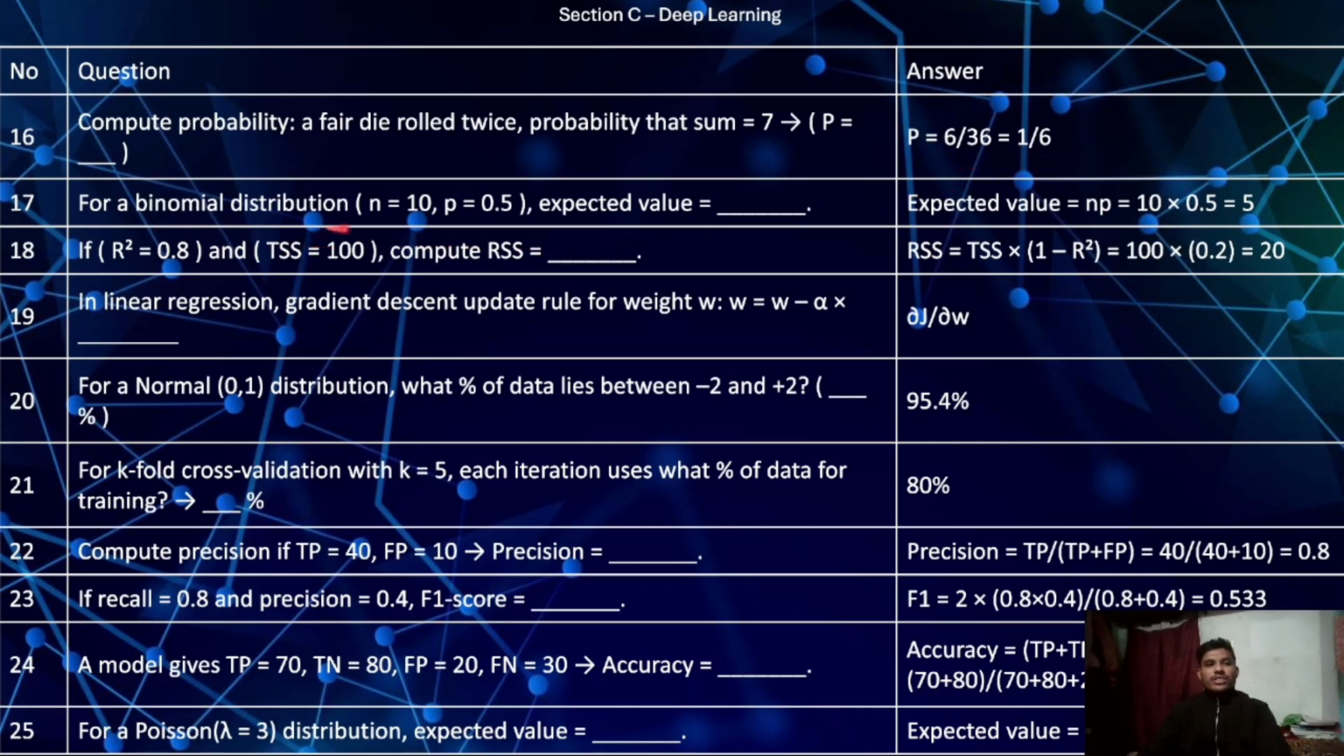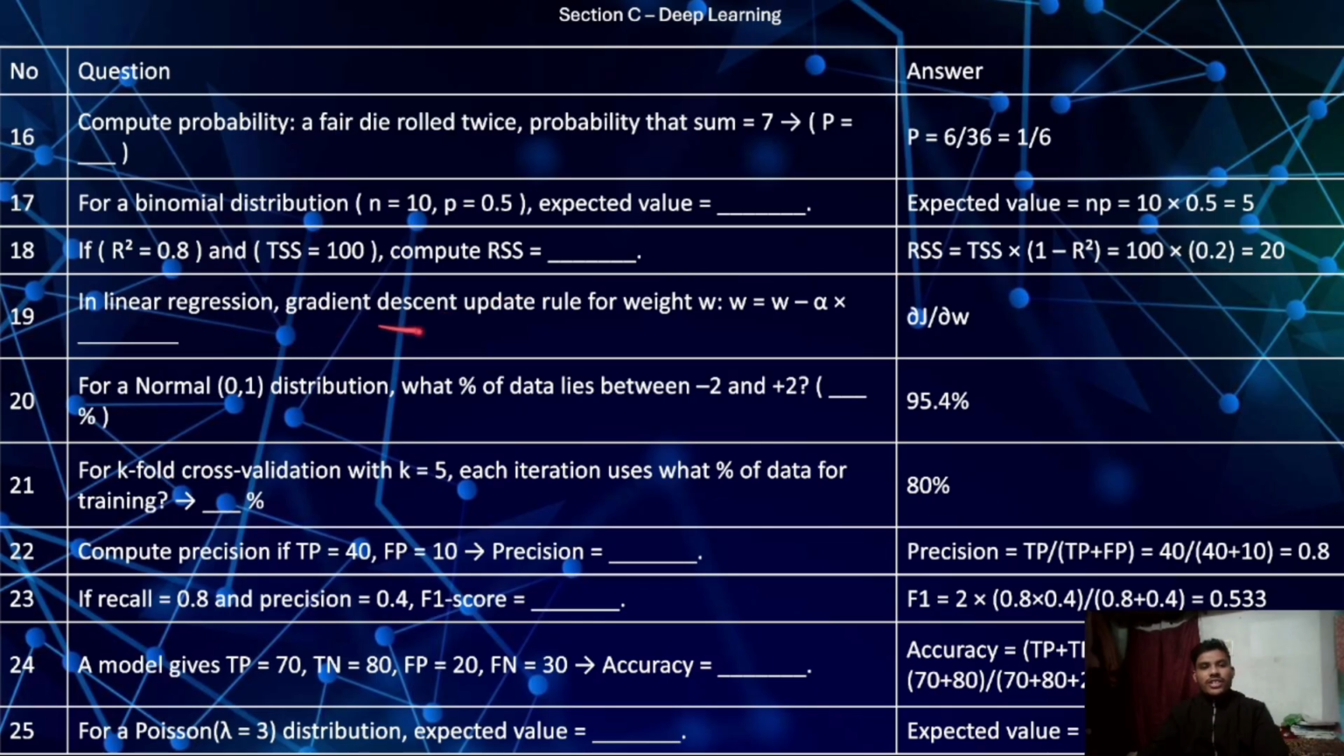Now for a binomial distribution with n equals 10 and p equals 0.5, the expected value equals np, equals 10 into 0.5, that is 5, because for a binomial distribution the mean equals np. And now if R square equals 0.8 and TSS equals 100, compute RSS. So RSS equals TSS into 1 minus R square, which is 100 into 0.2, that gives 20.